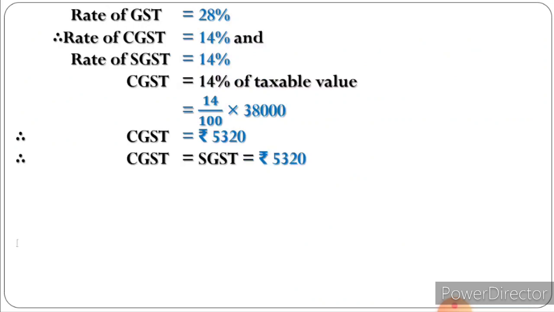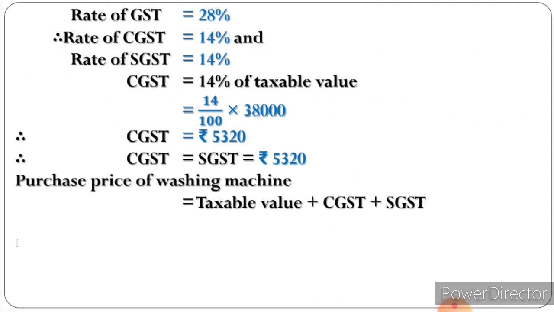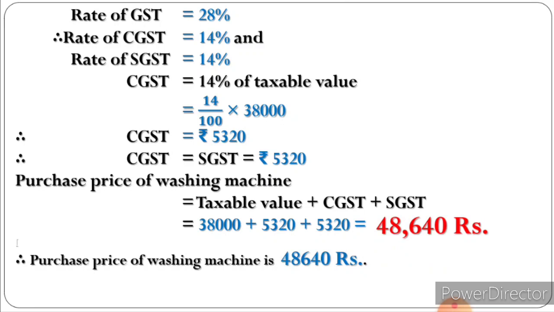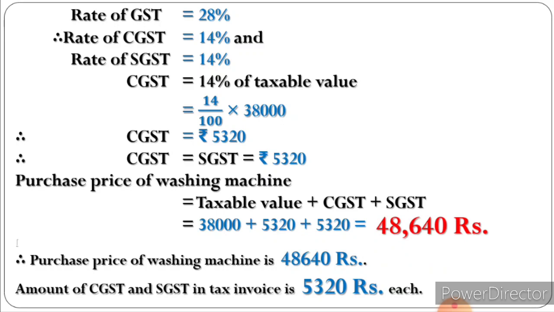Now we have the GST amount and the taxable value, so we can find out the final purchase price of the washing machine for the customer. The purchase price of the washing machine is equal to the taxable value plus CGST and SGST, that is the amount of GST. So it is 38,000 plus 5,320 plus 5,320, which is 48,640 rupees. So the final purchase price of the washing machine is 48,640 rupees. The amount of CGST and SGST in the tax invoice is 5,320 rupees each.